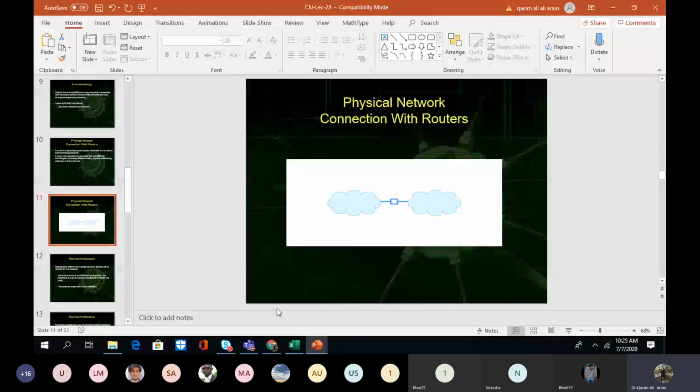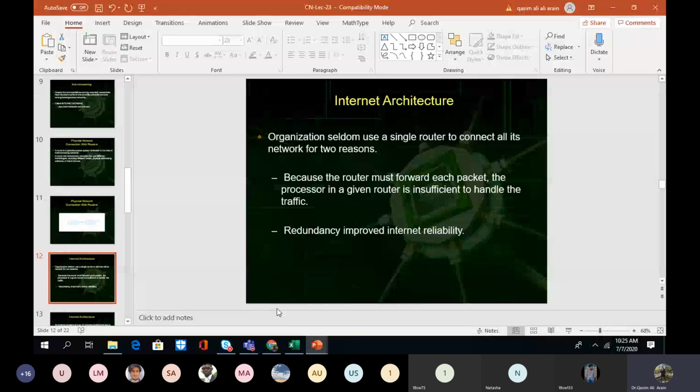So, Internet architecture organizations seldom use a single router to connect all its networks for two reasons. Because the router must forward each packet, the processor in a given router is insufficient to handle the traffic. Redundancy improves internet reliability. Now see, you will never say that an organization would be using only a single router to connect all its networks, for two reasons.